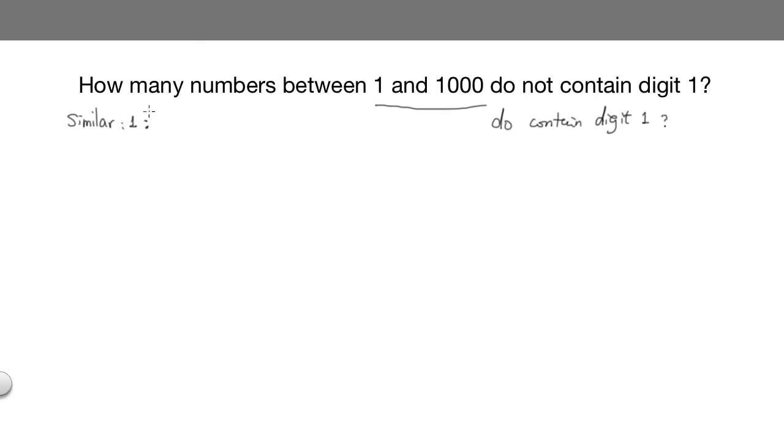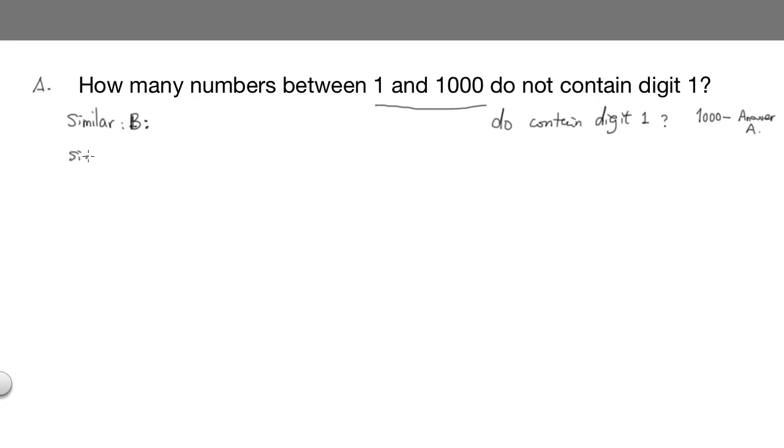So let's call the original question the A question, and let's call the similar question the B question. A and B are just complements of each other, so you can do complementary counting. If you get the number for A, then the number for B is going to be just 1000 minus the answer from A. So that question is easy.